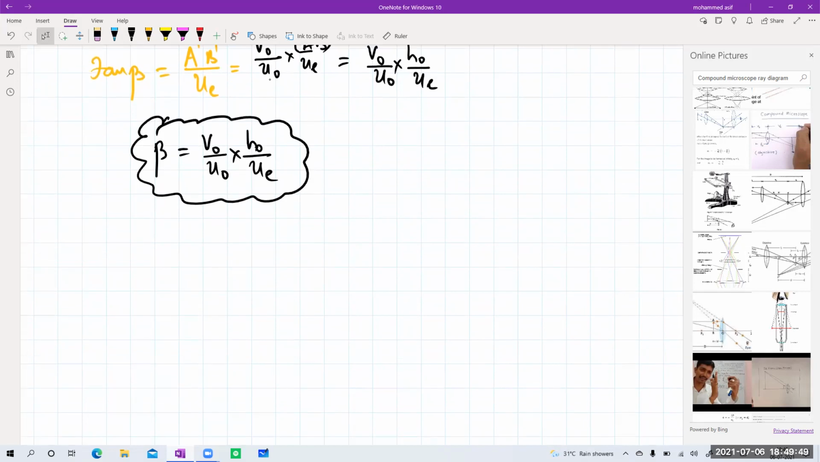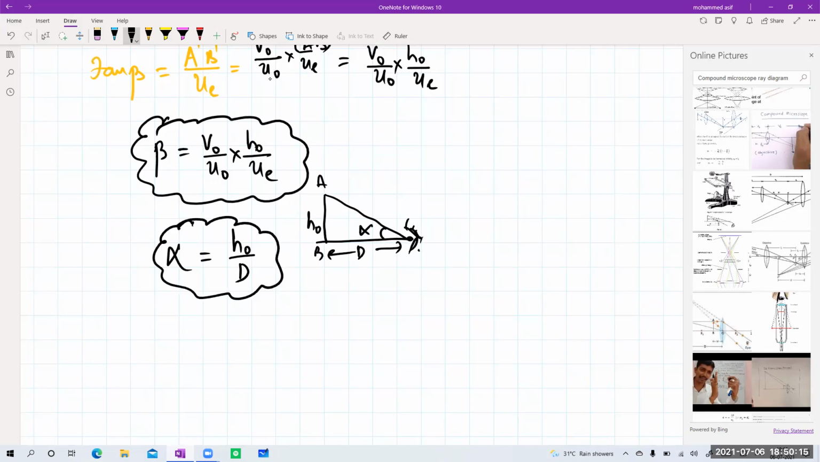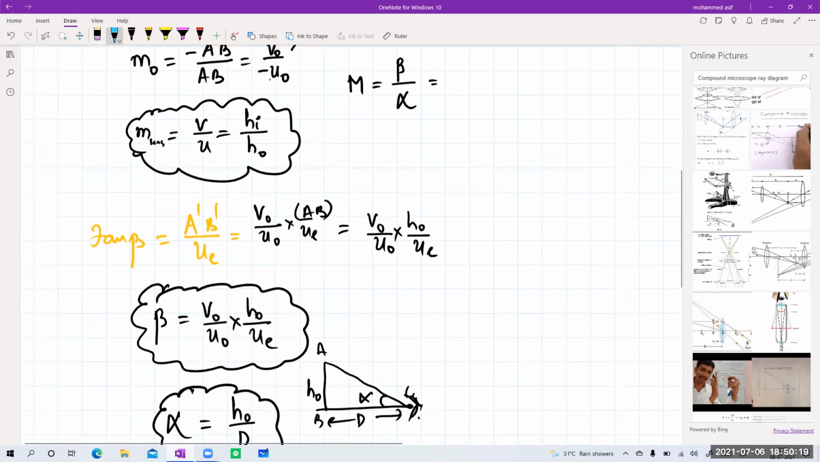Now the value of alpha: we already know the minimum value of alpha will be H naught divided by D. We already did it, so this is always constant. This is your alpha, this is the height of your object, at the least distance of distinct vision. This is your A and this one is your B, with respect to your eye. So alpha is equal to H naught divided by D. So I got the alpha value.